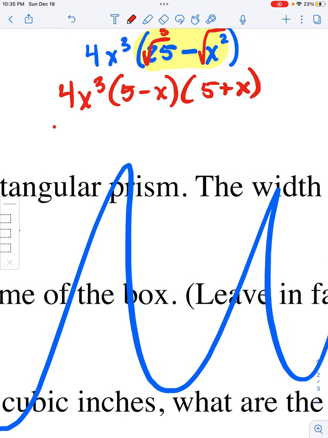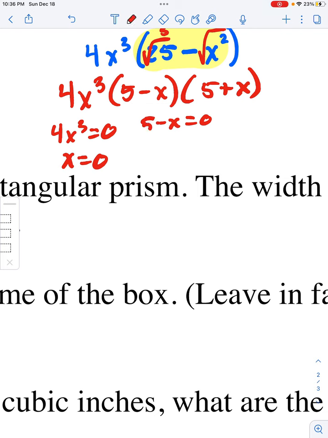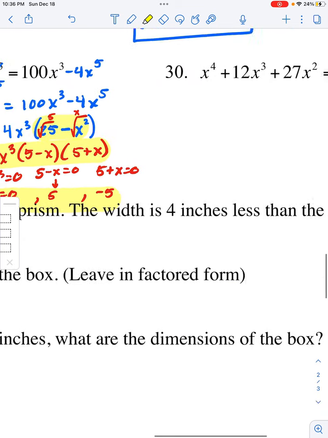So if you think about what makes 4x cubed equal 0, x will have to be 0. I wrote these kind of funny and backwards, but in the end here, for this to be 0, I'm going to move that x over to the other side by addition. And so it's basically like 5 minus what is going to be 0. So my answer is 5. Here, 5 plus what will be 0. Well, that'll only work if x is negative 5. So these are my factors. These are my zeros or solutions.